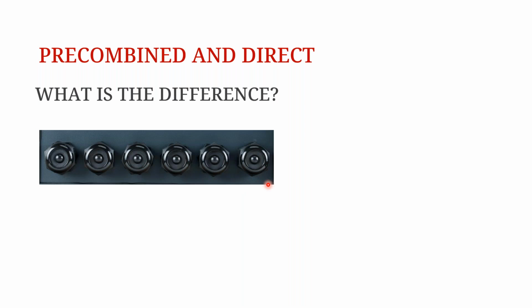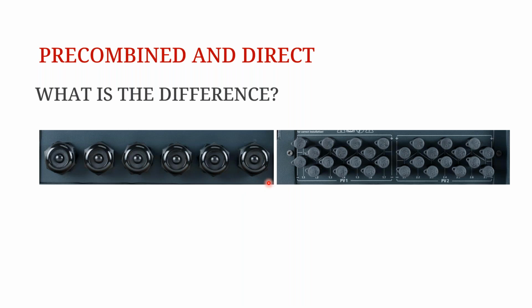So in terms of the major differences between the pre-combined and the direct versions: the direct means that you are able to connect your DC power directly to the inverter, and the pre-combined means that this inverter is designed for use with DC combiner boxes.